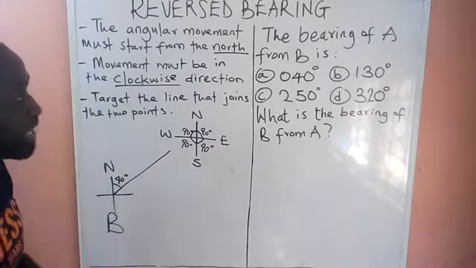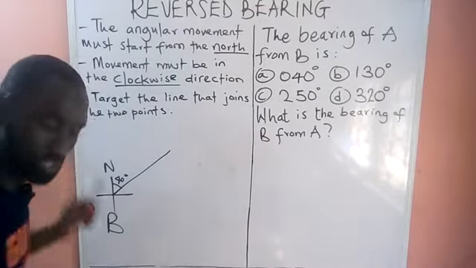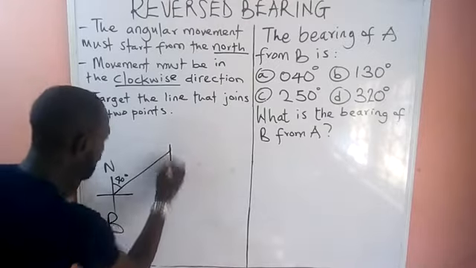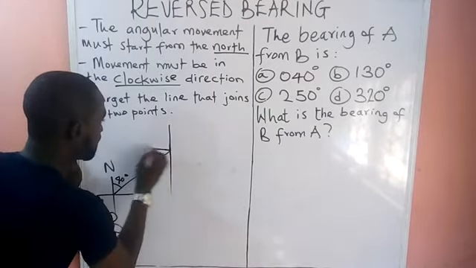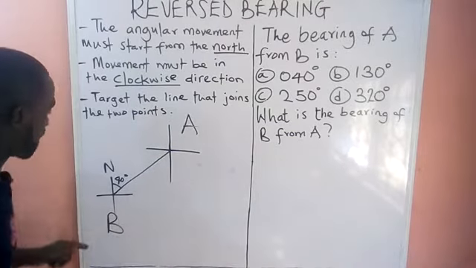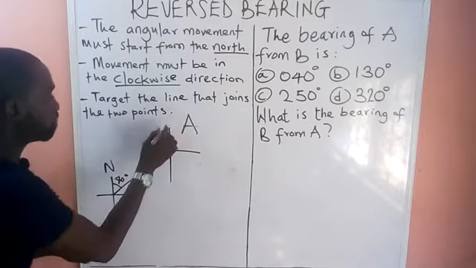So we're now to find the bearing of B from A. So these are the points. Look at this. These are our B. These are our A. Now, are you with me? These are point A. These are point A. Okay. We're now to find the bearing of B from A. Meaning, start from the north again.